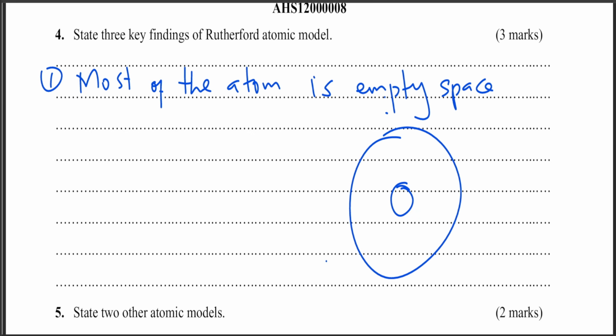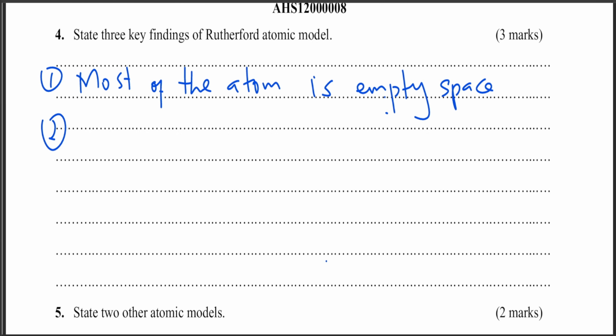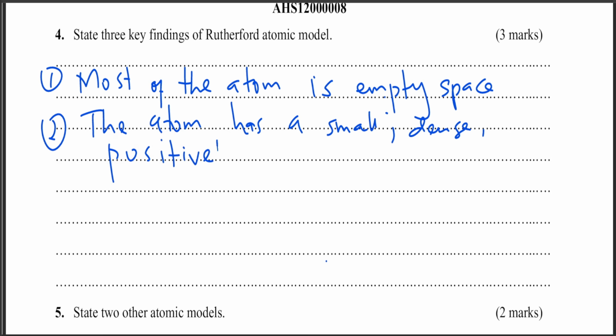And he also found out that the ones that deflected back a little bit, and the ones that deflected back largely at a 90 degree angle, showed that there's a nucleus inside. That nucleus is very small and dense, and it's positively charged, and that is why the particles deflected. So the atom has a small, dense, positively charged nucleus.